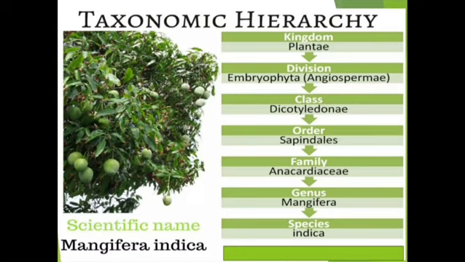Example for taxonomic hierarchy. The common name of the plant is mango and the scientific name is Mangifera indica. Kingdom Plantae, division Embryophyta, Angiospermae, class Dicotyledonae, order Sapindales, family Anacardiaceae, genus Mangifera, and species indica.